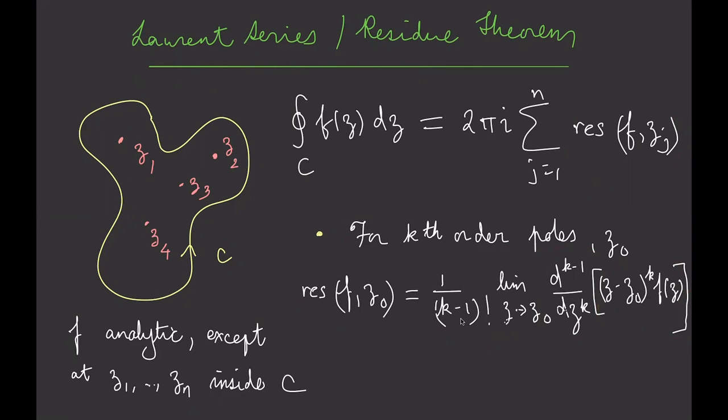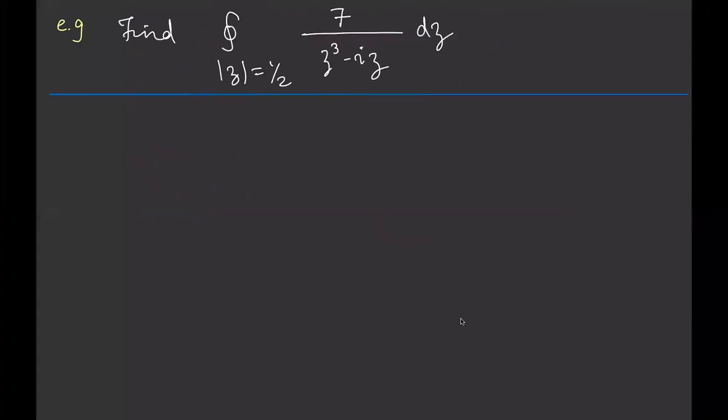Okay, so what I want to do in this lecture is do a bunch of examples related to the residue theorem and show you its power. So the first example, let's look at this problem here. We are given a function 7 over z cubed minus iz. It's a complex valued function, and we are asked to do a contour integral around the contour where the modulus of z equals a half. That means the distance to the origin is a half, so that's simply a circle of radius a half.